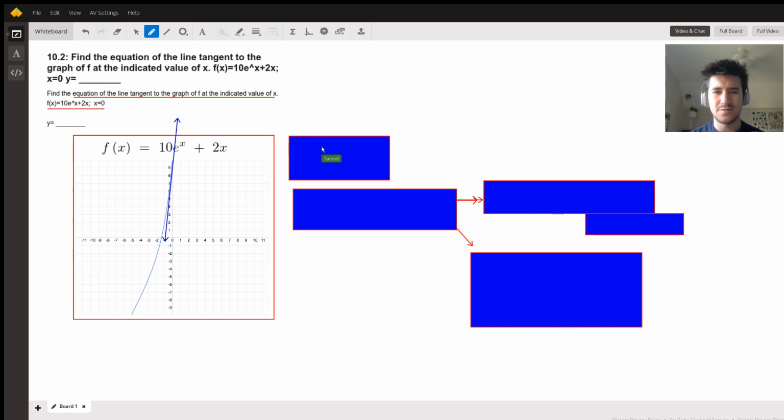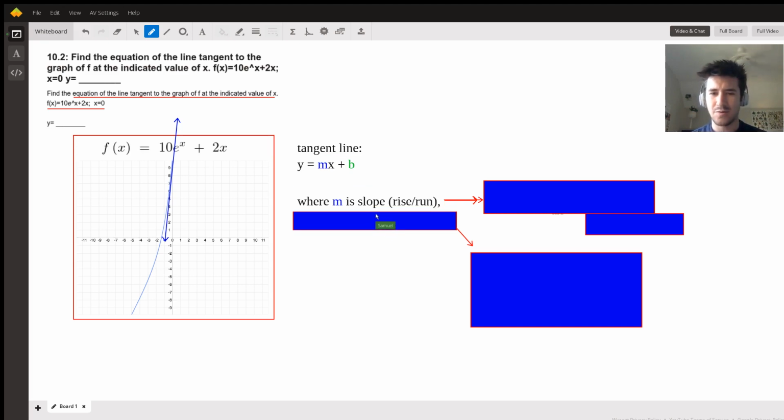First of all, we know that the tangent line is going to have this type of equation, y equals mx plus b. But what are all these variables? It's kind of harkening back to Algebra 1 or Algebra 2. We know that m is slope, or rise over run, and b is the y-intercept. In other words, wherever x is equal to 0, y has some value b.